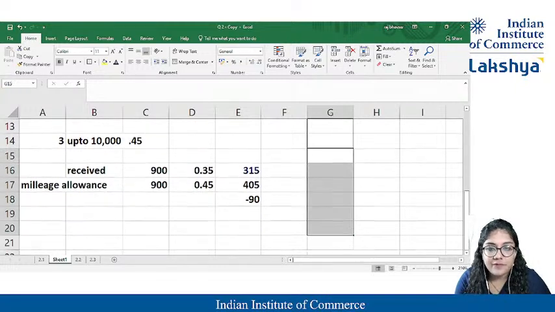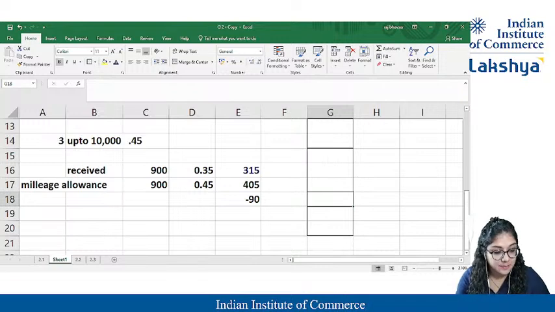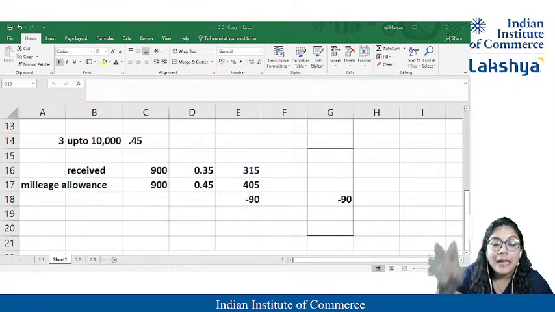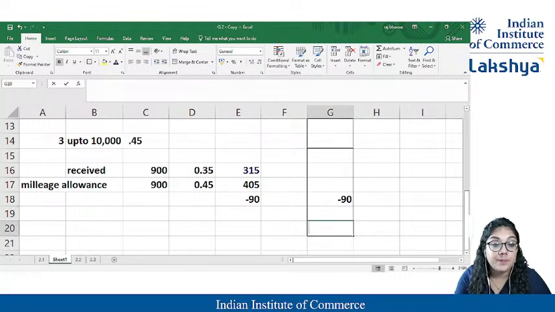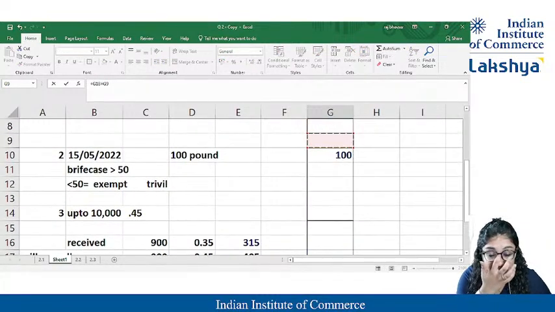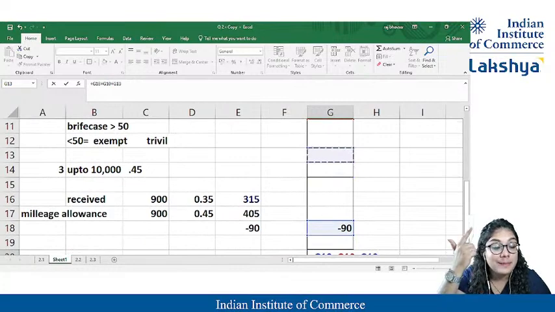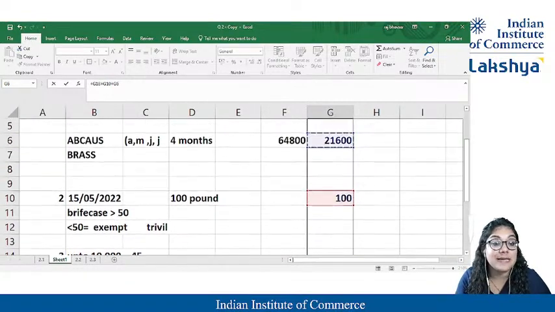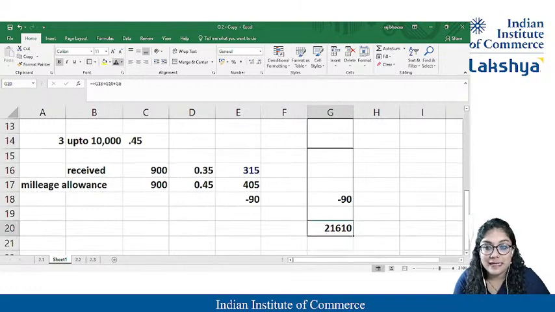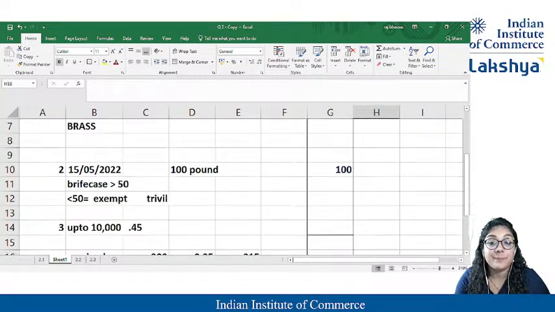If it is minus 90, students, what do I have to do over here? I have to write minus 90 in the statement. See, if I write minus 90, guys, what will be the income which I can show in Abacus Limited? If everything is over, then in Abacus Limited it will be minus 90, and the income of 100 added. Yeah, ma'am, it will be the income you got for the 4 months of initial salary. So over here I'll have 21,610 as my income to be shown for the company.